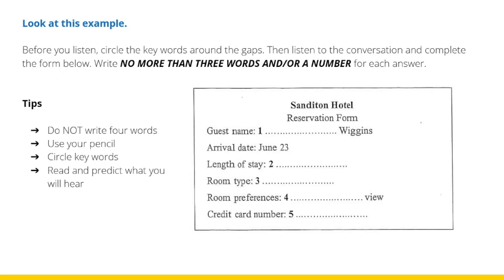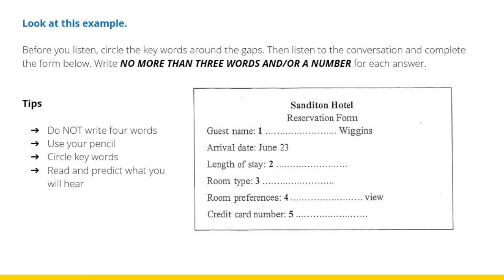Then we have room type. So room type, it's like logically you can ask yourself, what kind of room types do hotels have? So think about that and be prepared to listen for this type of information. The next one we have is the room preferences. Room preferences, so here you have to be very careful because you have number 4 gap, but then you have also the word view. So that has to be the word before the word view that you have to write down, and it has to make sense when you write this word down, and it has to be grammatically correct as well. So be very careful when you're listening for this information.